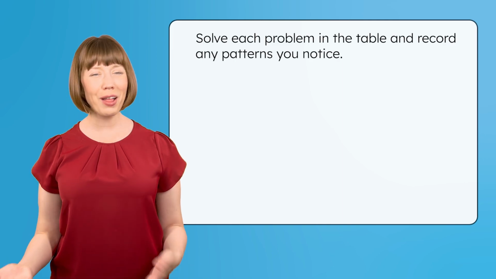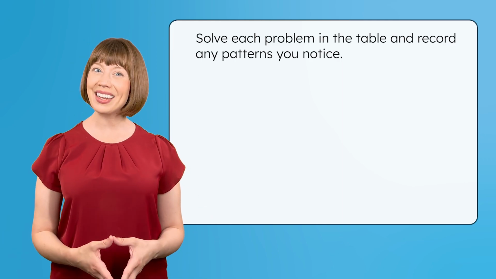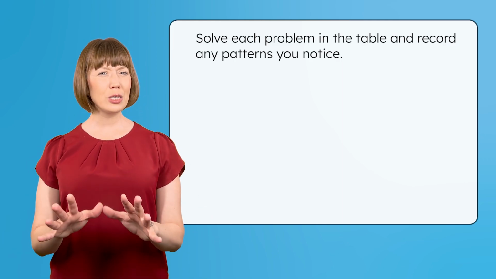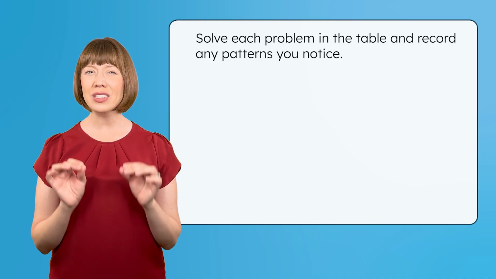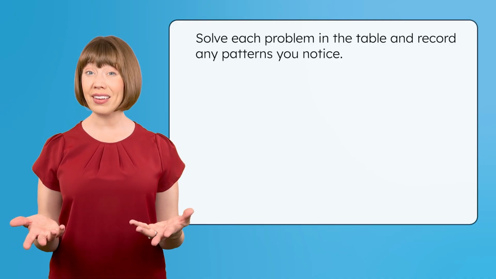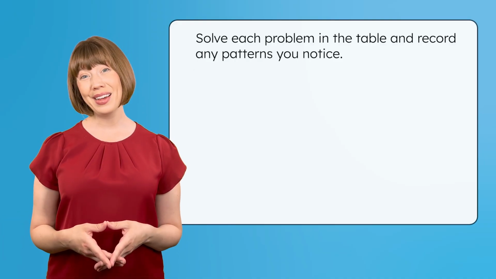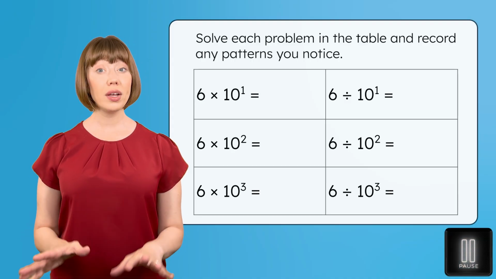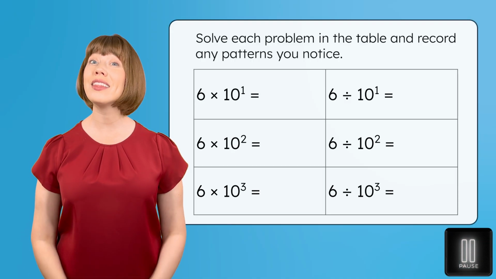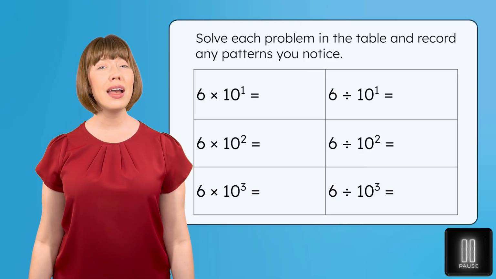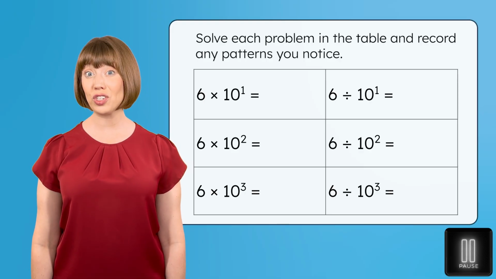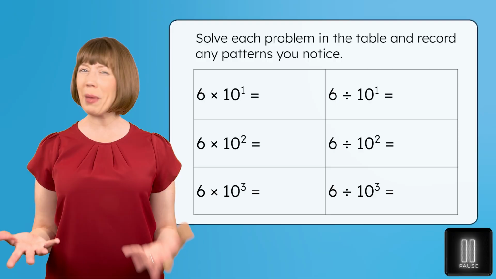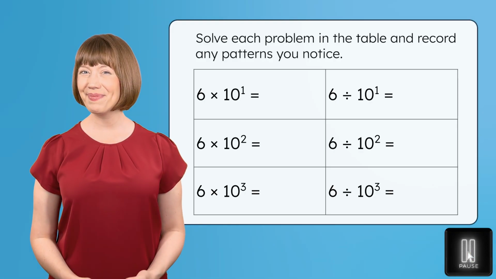Great job multiplying and dividing by powers of 10. Now, let's explore what happens to a single digit when we multiply or divide it by different powers of 10. We'll use a target digit of 6. Pause here to solve each problem in the table. As you work, pay attention to how the digit changes and record any patterns you notice.